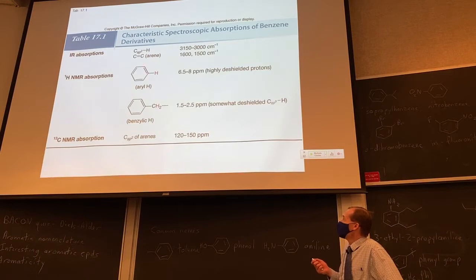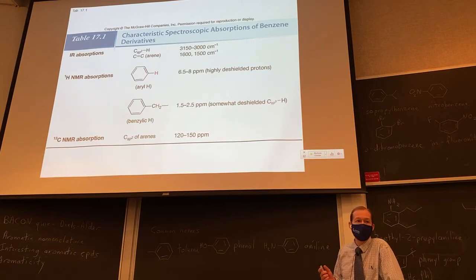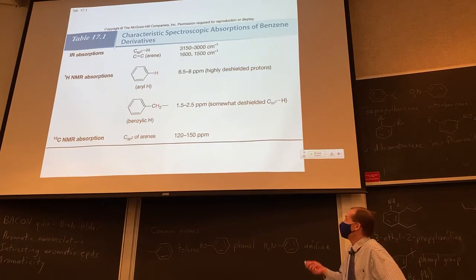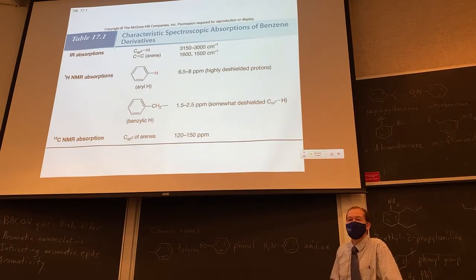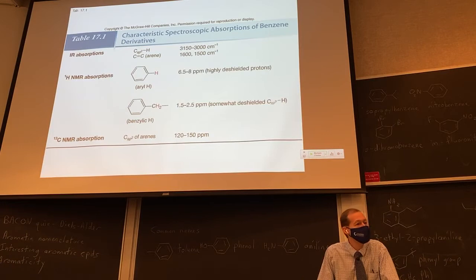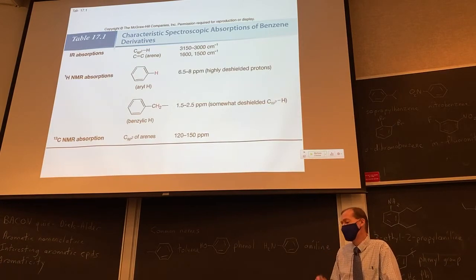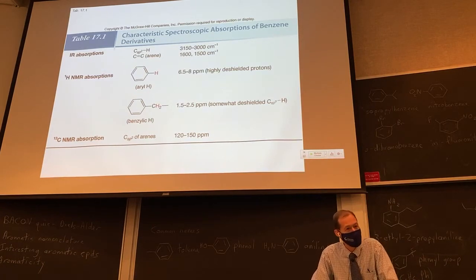So an aryl hydrogen, a hydrogen attached directly to a benzene or a substituted benzene, is going to show up in the region between 6.5 and 8 ppm. It is highly deshielded. Who can raise their hand and tell us why those hydrogens are highly deshielded? This came at the end of last semester. Yes?